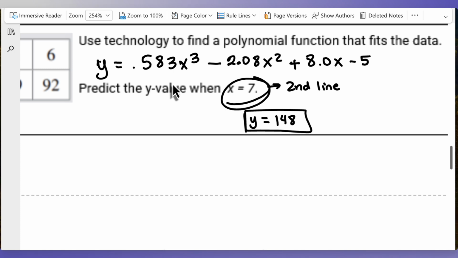So if they ask for a model to fit the data, if they ask for a linear regression, or sometimes they might say a line of best fit.